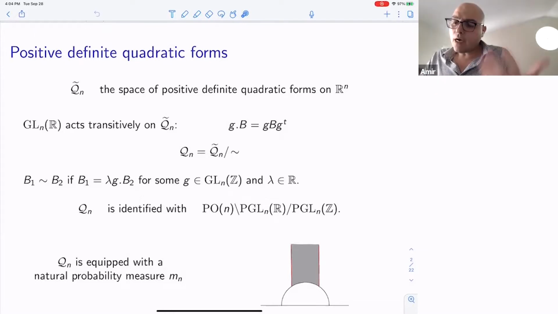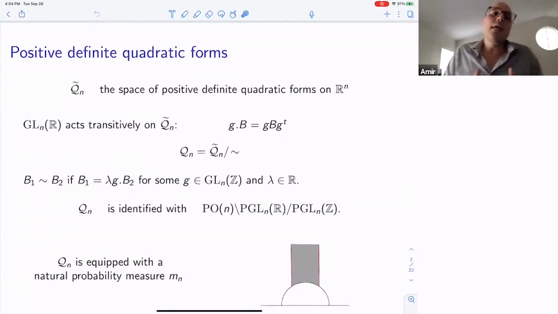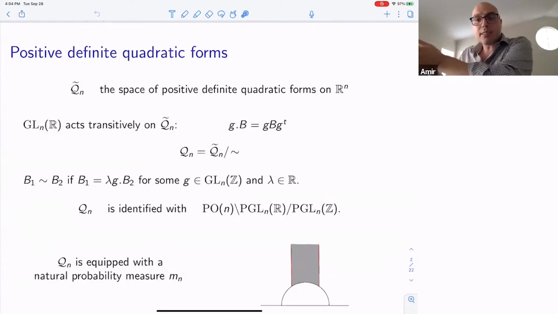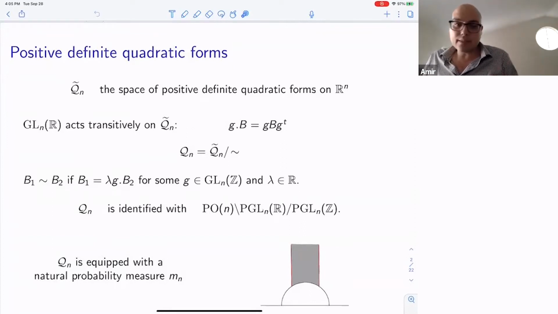And because I am identifying two forms that are equivalent modulo this relation, and GL_n(R) acts, if I just was looking at the space Q_n tilde, then I would have GL_n(R) modulo the stabilizer of the standard form, GL_n(R) mod PO_n. And because of these identifications, two forms that are the same under GL_n(Z) I'm identifying. So I get this nice space PGL_n(R) modded out by PGL_n(Z) from one side and the stabilizer of the standard form on the other side. So this is the space Q_n.